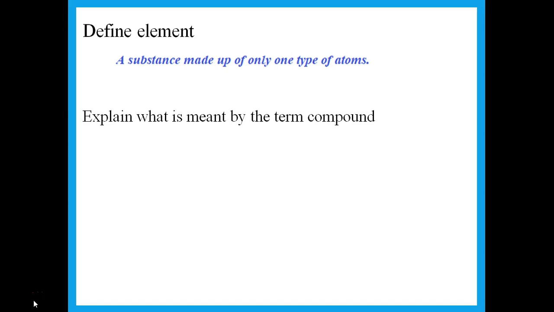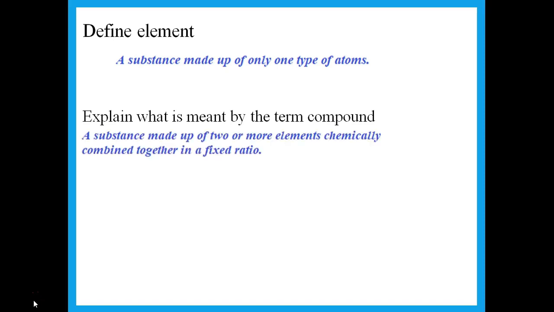Okay, what is meant by compound? Of course, you should know that compound is a substance made up of two or more elements chemically combined together in a fixed ratio. Chemically combined together in a fixed ratio.